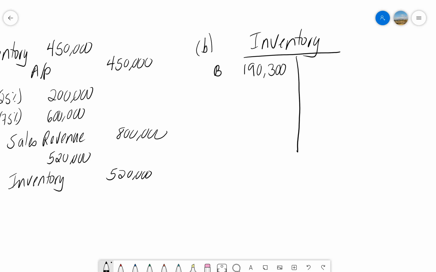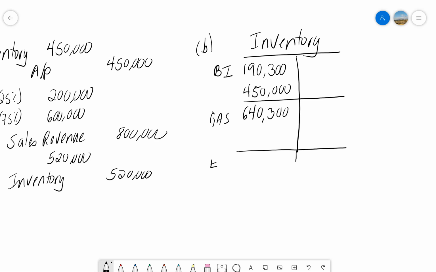Now, all we're going to do is just follow that cost of goods sold equation. Beginning inventory plus all of our purchases. Our purchases were $450,000, and that's going to give us our goods available for sale, $640,300. So this is our goods available for sale. Beginning inventory plus purchases, that's the total inventory we have available for sale. Now, what we're trying to figure out then is, what is our ending inventory at December 31st?